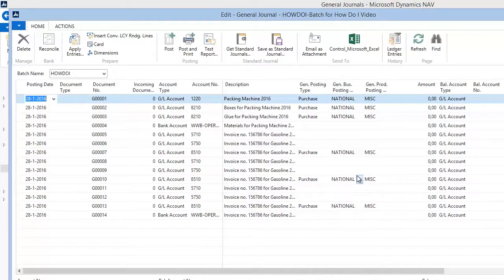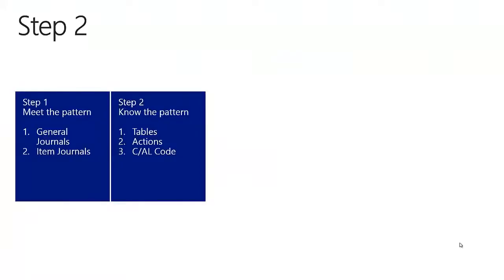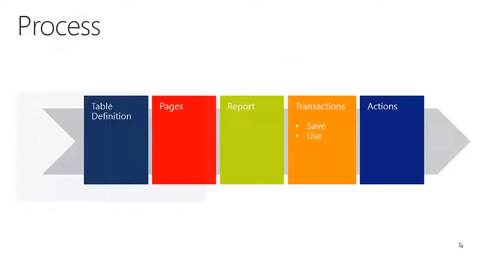The data entered by the user through the journal page is stored temporarily in the journal line table. The data is available for editing or deleting. The journal line data will be stored in this table until it's either deleted or posted. Let's have a look at how this works from a technical perspective. To implement the pattern, we require 5 steps. The first step is to add the tables.